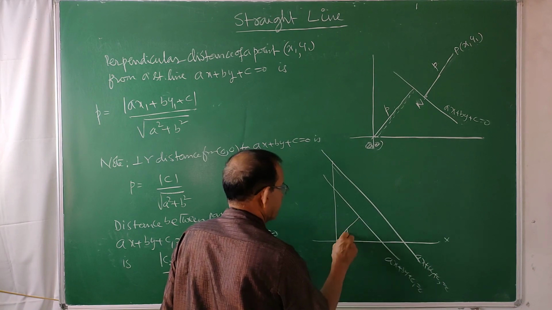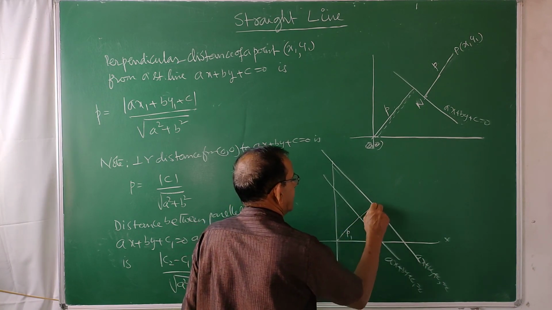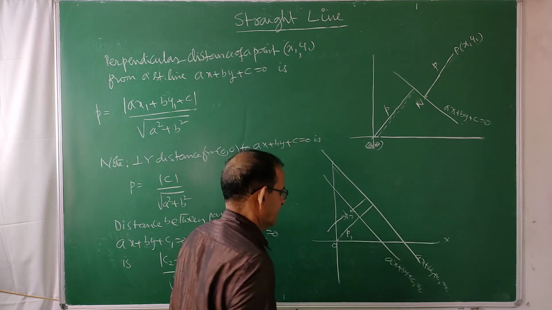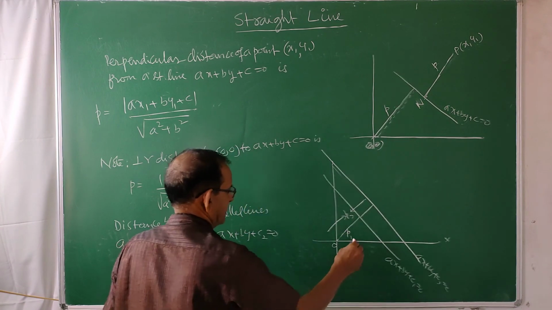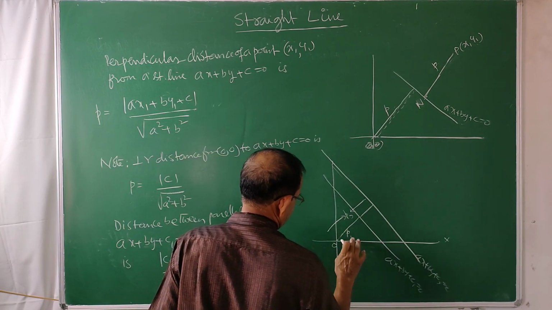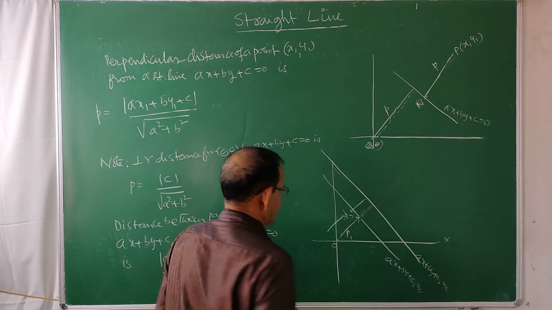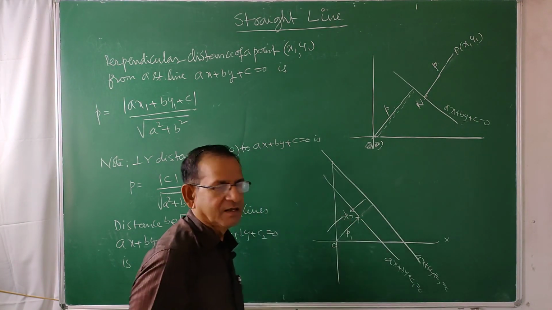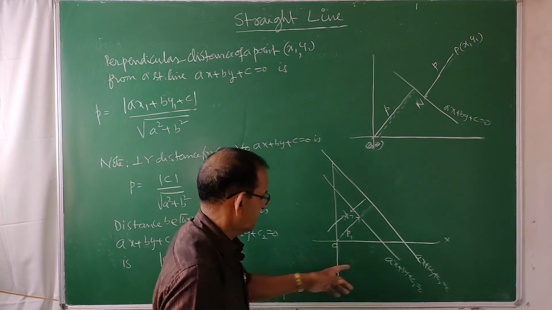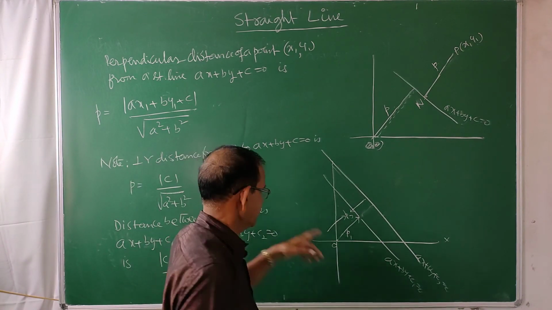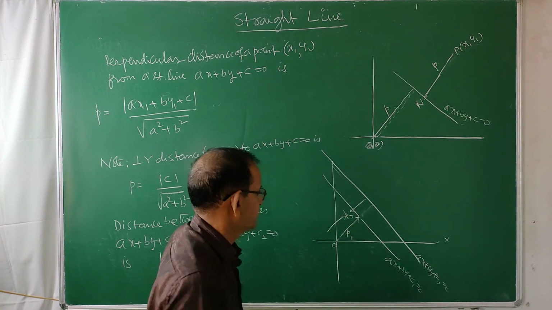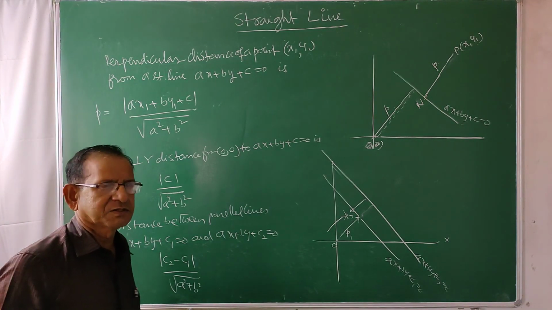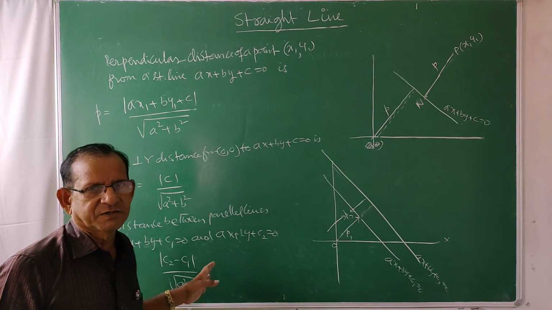Suppose p1 is the perpendicular distance from the origin to the first line, and p2 is the perpendicular distance from the origin to the second line. This is p1 up to here, and this is p2. Now the distance between these two lines is p2 minus p1. So p1 is c1 by root of a square plus b square, as I told you previously, and p2 is c2 by root of a square plus b square. The difference of these two distances is c2 minus c1 by root of a square plus b square. That should be used for the distance between the two parallel lines.